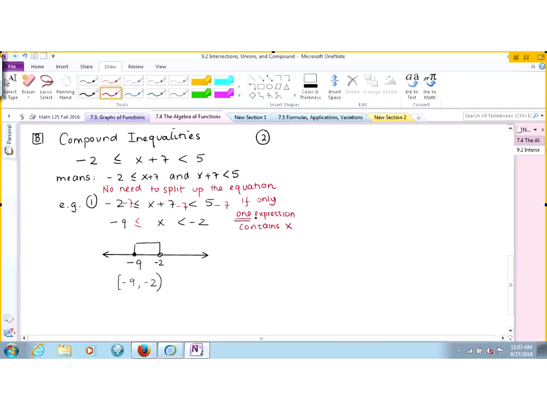If you have only one expression containing x, we don't have to split it up. But if you have something like this, then it's a different story. Okay? So suppose I have x minus 3 is less than 2x plus 1 is less than or equal to 3x. This you have to split up. Yeah, because you have a lot of x's here, more than one x.